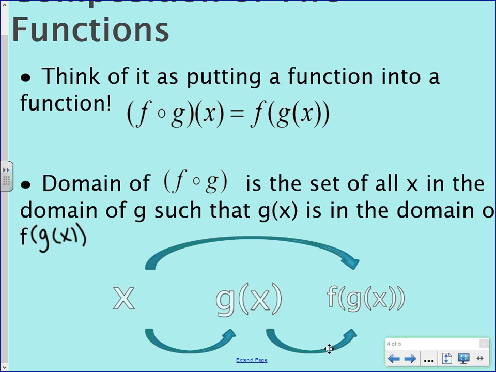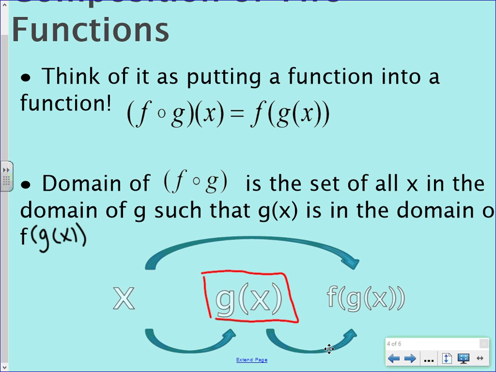So we want to think about the domain of our composition. Well, we're taking x's and we're plugging them into G, and then we're taking those numbers and we're plugging them into F. So what is going to be important is the domain of the inside function. Because that's what we're plugging values into first. So we always have to be concerned about the domain of the inside function.